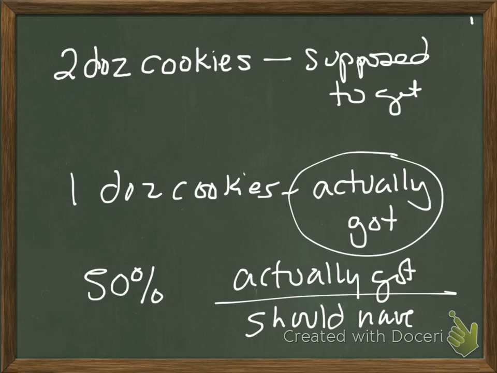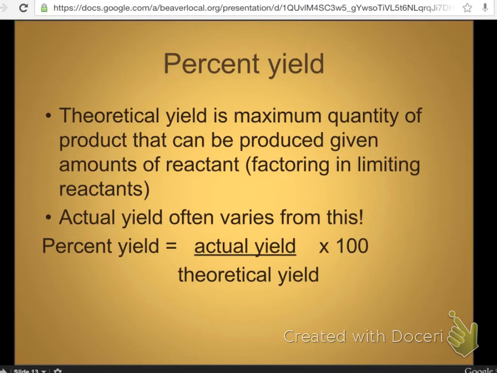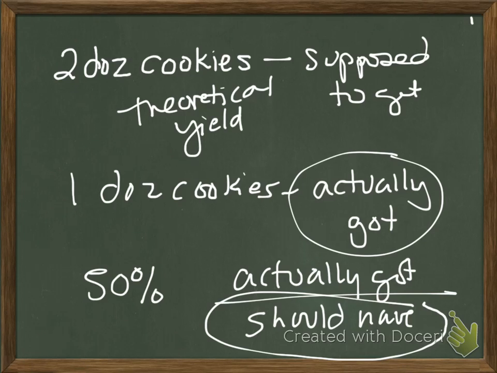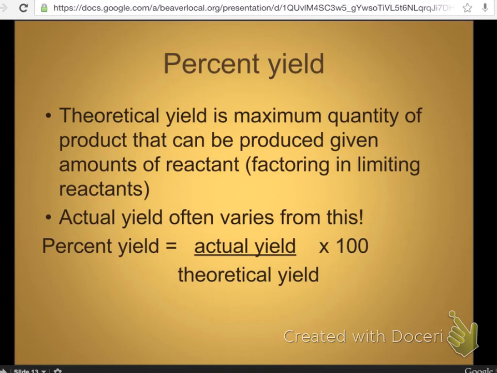So let's talk about it in slightly more technical terms now. Percent yield. Theoretical yield is what you should have gotten. So what you were supposed to get is your theoretical yield. What you actually got is your actual yield. So the theoretical yield is the maximum amount that can be produced from a reaction. It's the maximum amount of product you can create.